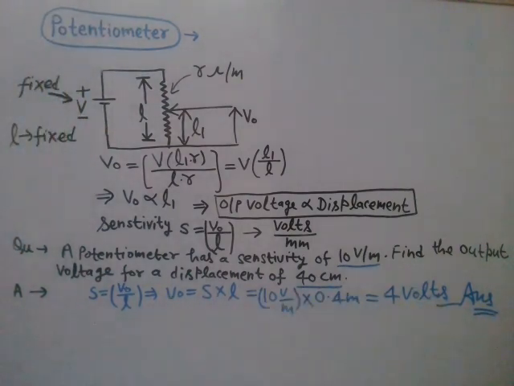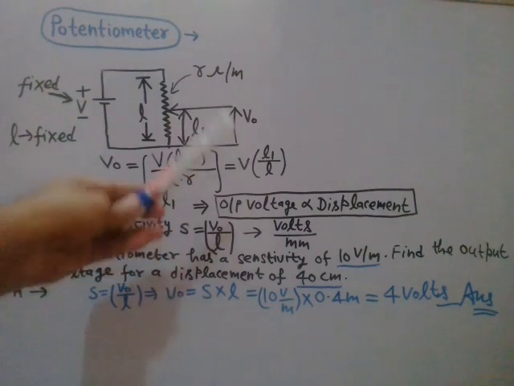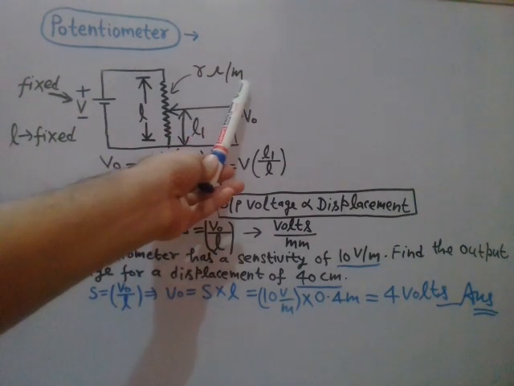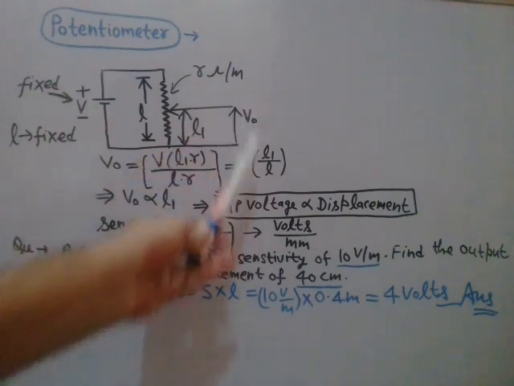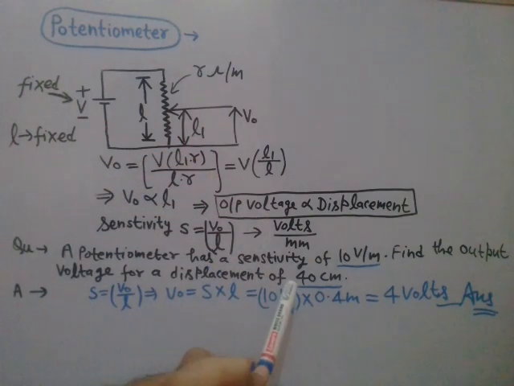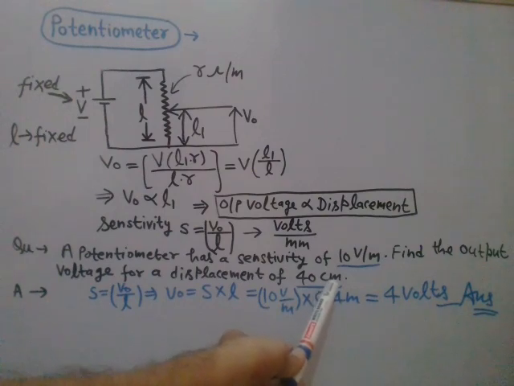Like this you can solve your questions on potentiometer. The ohmic value of this resistance can be given in r ohms per meter or r ohms per millimeter. Displacement can be given in centimeters, meters or millimeters. So whatever is given, you will have to take care of the units while solving the numerical.